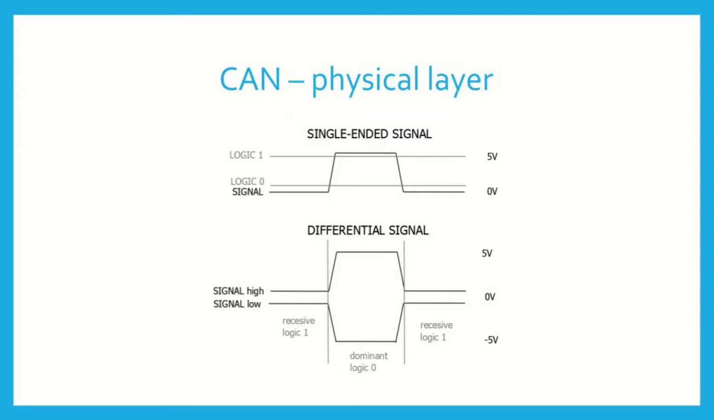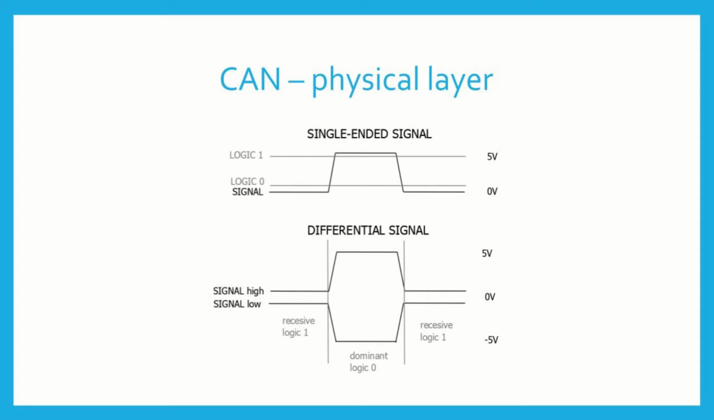Layer number 1 is a physical layer. In this picture, there is a comparison between single-ended and differential signals. As you can see, in the case of single-ended signal, the logic is given by a voltage of one single signal. Level 0 is usually 0 volts and level 1 is higher voltage.